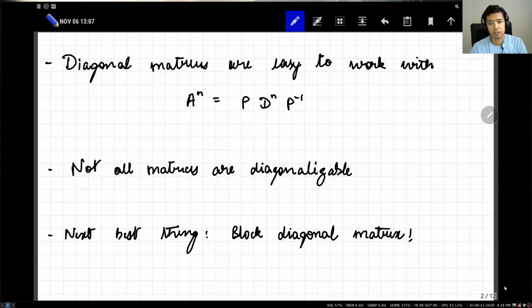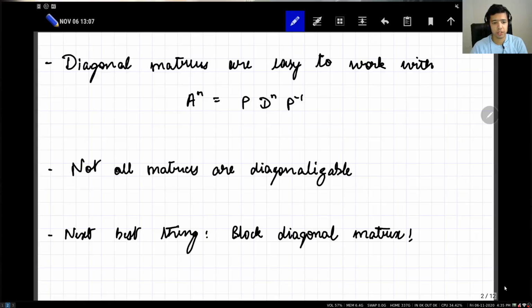Now, diagonal matrices are nice because they help us in many applications. In particular, if we want to, say, compute a large power of a matrix, for example A to the n, and if A is diagonalizable as P D P inverse, then computing A to the n can be done efficiently by just computing P times D to the n times P inverse, and since D is a diagonal matrix, D to the n can be done by just powering the diagonal elements.